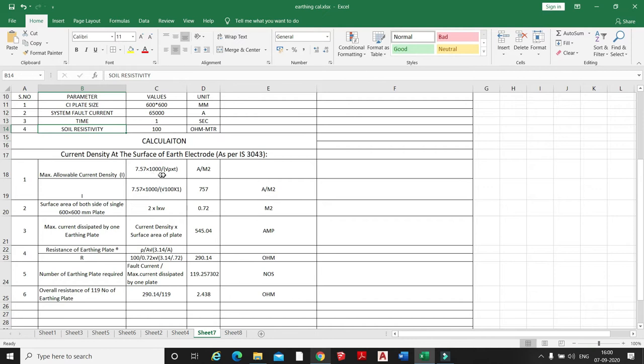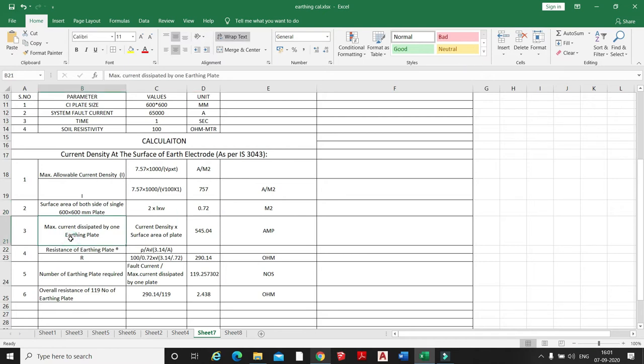7.57 into 1000 divided by root of rho into T, where we put the values. Rho is the resistivity, 100, into 1, the time. So the maximum allowable current density is 757 ampere per meter square. The surface area of both sides of a single 600 by 600 plate is 2 into length into width, 2 into 0.6 into 0.6, which is 0.72 meter square.